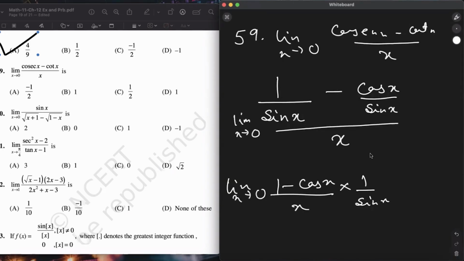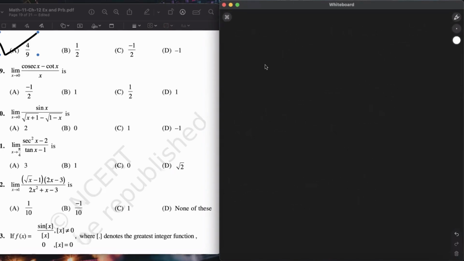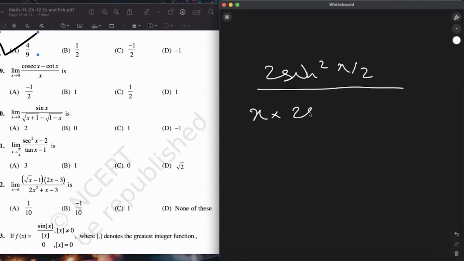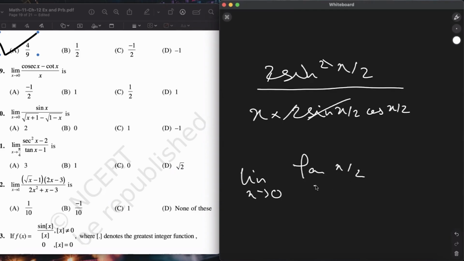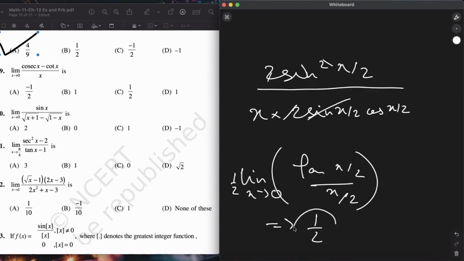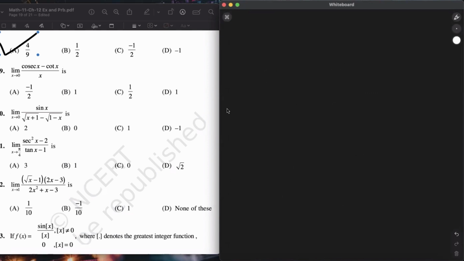So let's see what we can do from here. 1 minus cos x can be written as 2 sin square x by 2. So 2 sin square x by 2 whole divided by x times 2 times sin x by 2 and cos x by 2. So limit of x getting equal to 0, there's a tan x by 2 over here and there's an x over here. Multiply and divide by a 2. I'll be putting a 2 here, so I'll have to put a 2 over here. This part is getting equated to 1. So 1 by 2.